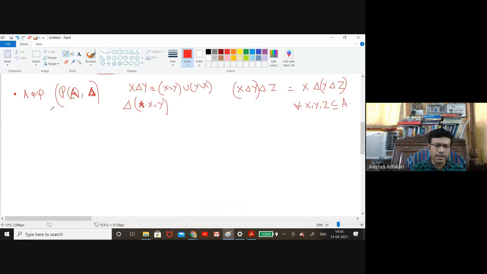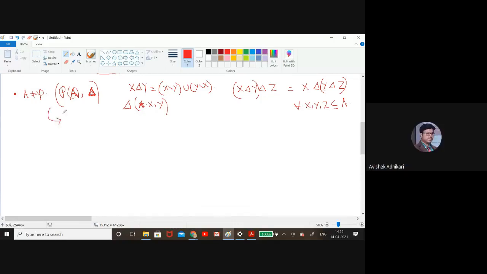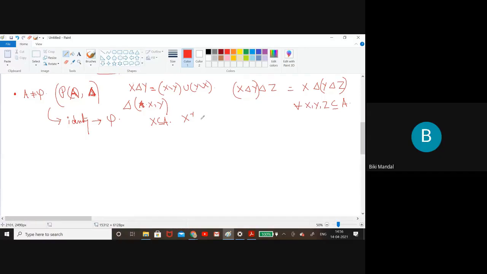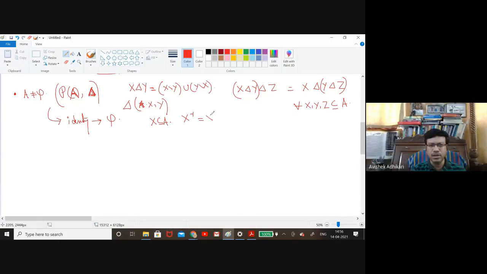Can anybody tell me what the identity element of this group is? Anybody? Null set. Okay, the null set is the identity element. Now, if I consider X a subset of A, what would be the inverse of X? X itself. Yes. So the inverse of any element is itself. This is called self inverse.